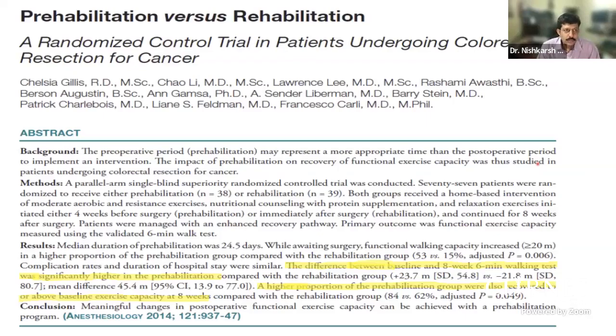So now this was a randomized controlled trial in anesthesiology published in 2014. And they found the difference between baseline and 8-week 6-minute walking test was significantly higher in the prehabilitation group compared with the rehabilitation group. And a higher proportion of the prehabilitation group also recovered to the baseline exercise capacity at 8 weeks. So basically, considering the patients are in a better frame of mind, they're likely to comply better. So outcomes are much, much better as compared to rehabilitation.